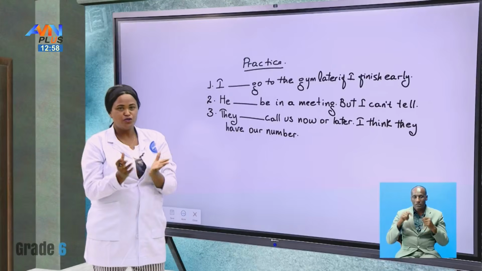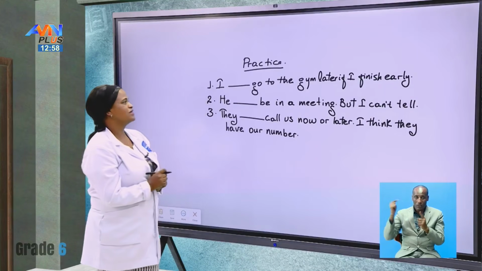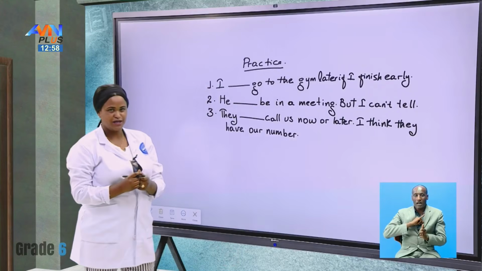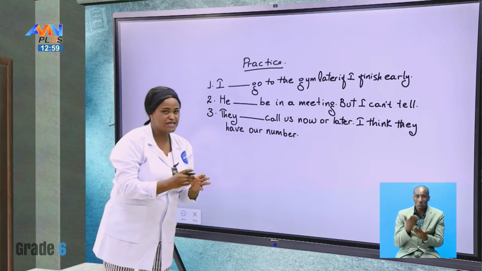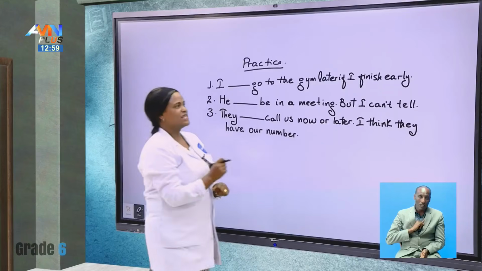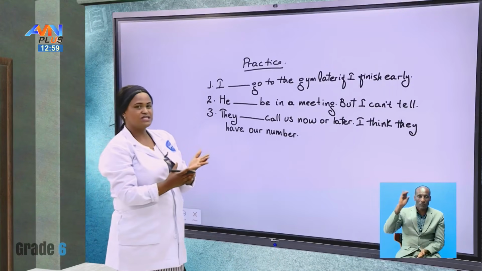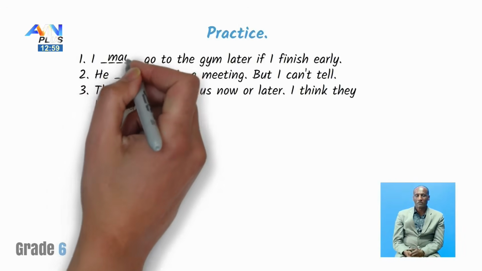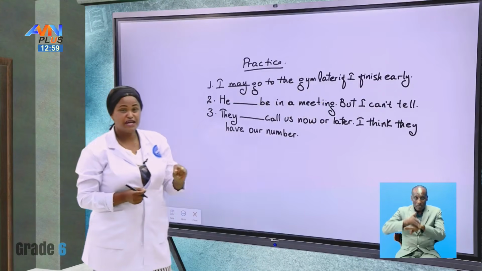All right, I hope you have tried them. So, let's do them together. The first one, I blank go to the gym later if I finish early. How do you think is the possibility? Did you say 50% and above? If so, you are right. Because the sentence, if I finish early, is 50-50, right? So what do we say? May. Very good. If you say the answer is may, you're correct. I may go to the gym later if I finish early.